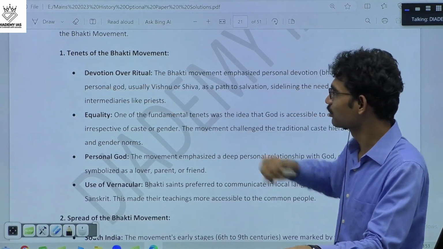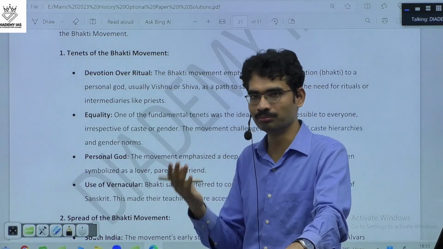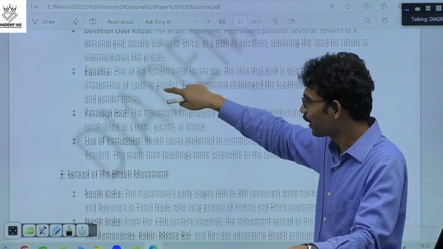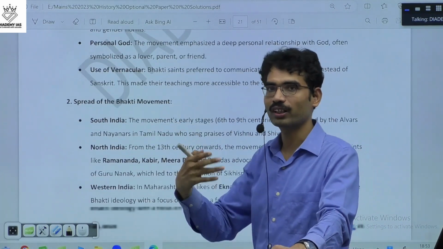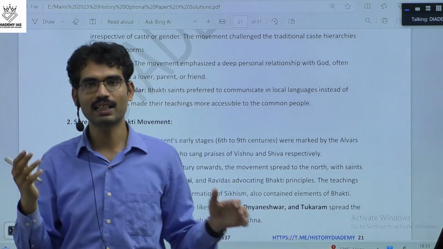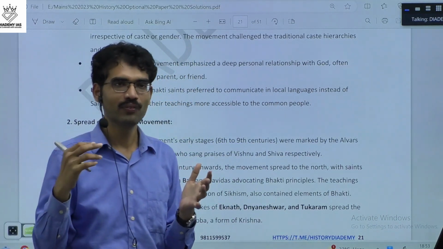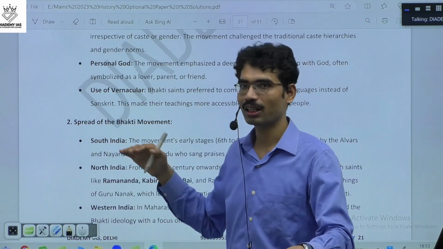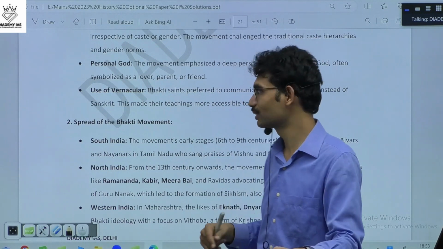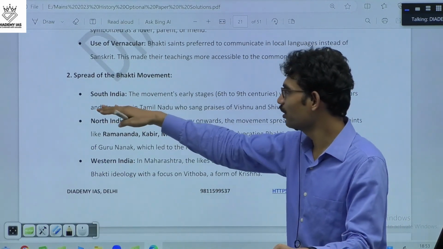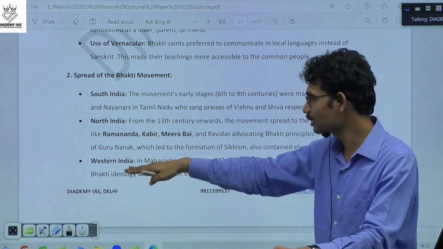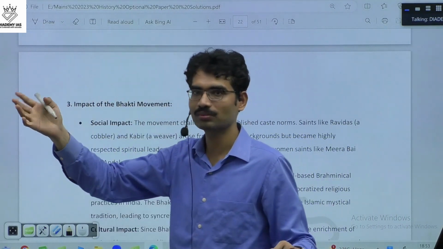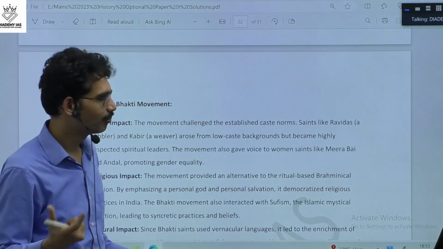Tenets: devotion over rituals, not rituals but devotion. Equality, personal God, use of vernacular language. Earlier Sanskrit was the language in which Vedic rituals were practiced, but now in the Bhakti movement, common language was used by the saints. Now spread: in South India you will give examples, in North India you will give examples, in Western India likewise. You can give different geographic locations and different Bhakti saints.